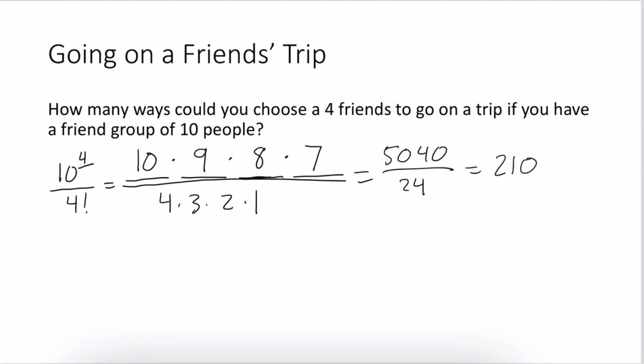So in this case, the way you would type it in is you would type in a 10 and then go to the NCR button and then type a 4. So it should be 10 NCR 4. And then when you hit equals, you should get the same number 210 that we got by doing 5,040 divided by 24. So that's just a shortcut if you want to use it. And it can be helpful, especially when you have a whole bunch of numbers that you're needing to multiply together. So that's how you would do that problem.